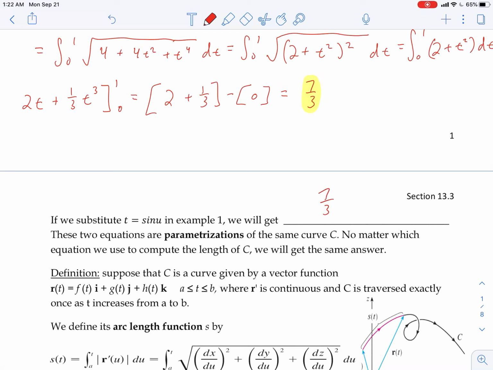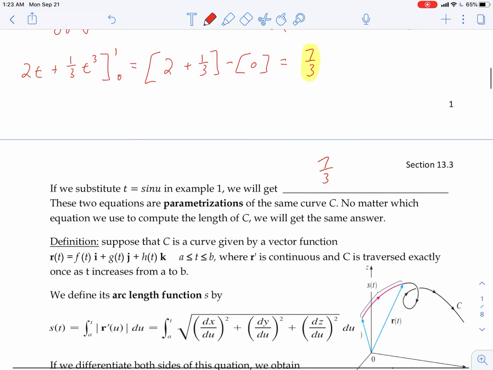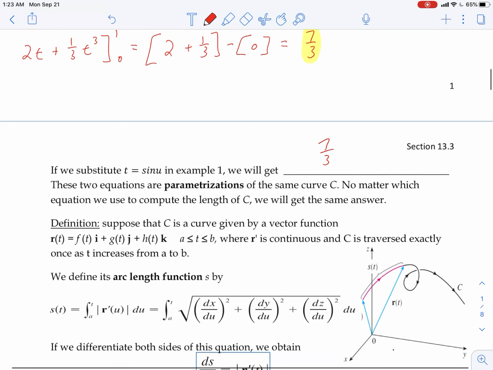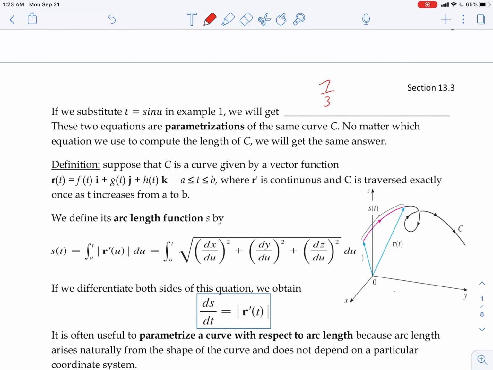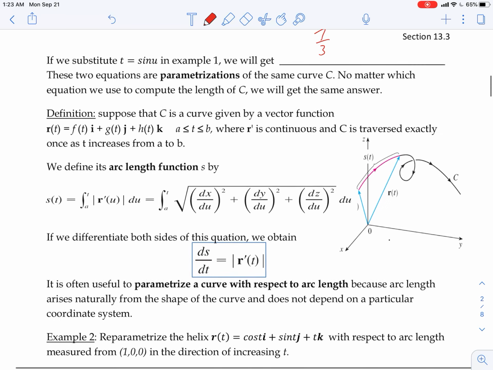Well, we would still get our answer of 7/3, because all we're doing is kind of a u substitution. We're changing what t is, but even though we change the value of t, we also have to change our integral limits, and we're still going to use sine of u for that, and so we're still going to get the same distance on our curve. These two equations are parametrizations of the same curve C. No matter which equation we use to compute the length of C, we will get the same answer.